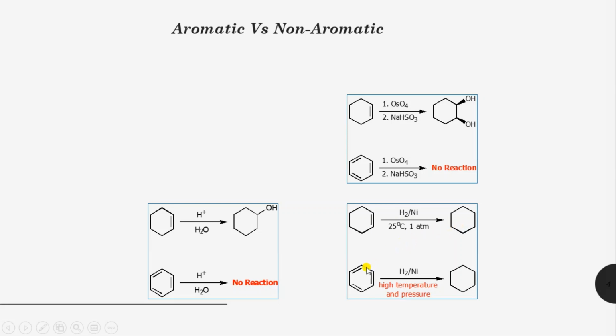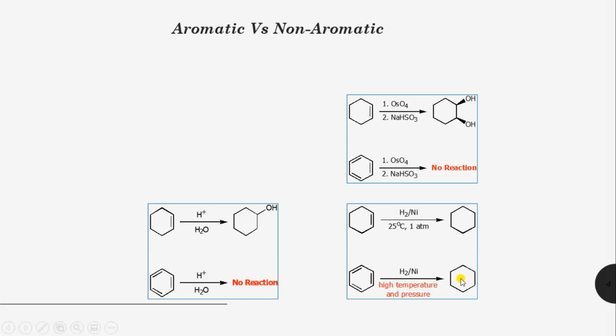But parallel to this, you can see that the benzene ring, which has been provided with the same sort of reagent and catalyst, I mean hydrogen and nickel, at high temperature and high pressure, has undergone conversion to cyclohexane as well. Here you can ask that it has undergone the addition reaction. Why am I saying that benzene is not undergoing the addition reaction?